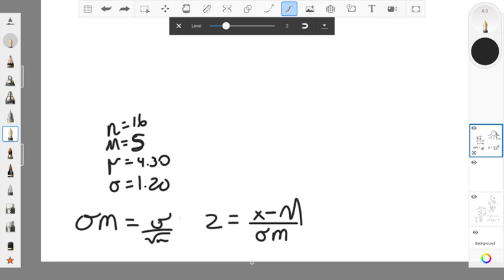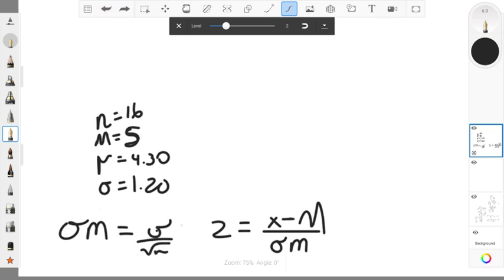I have set up here the basic portions that we need to solve the problem, which your example will give you: how many people were actually in the study. We have our M being 5, our mean being 4.30, and our sigma being 1.20. With all these different things, we can actually solve this.